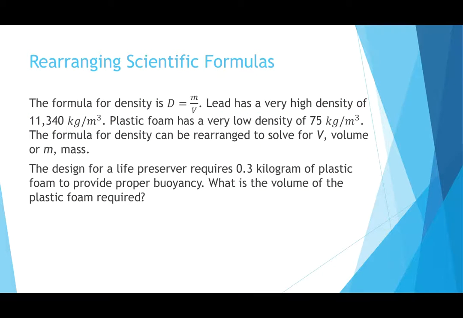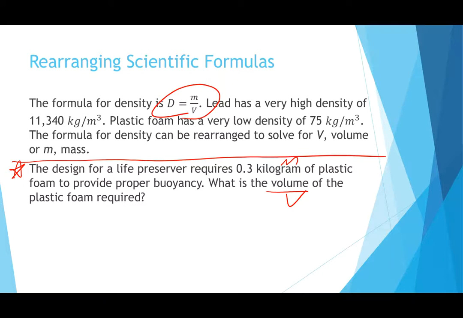Now the second part of this question, with the same information as the last problem, but here's our new question. The design of a life preserver requires 0.3 kilograms of plastic foam. This is the mass of our plastic foam to provide for proper buoyancy. What is the volume of the plastic foam required? So it wants us to find the volume. Remember, the formula is D equals M over V, right?